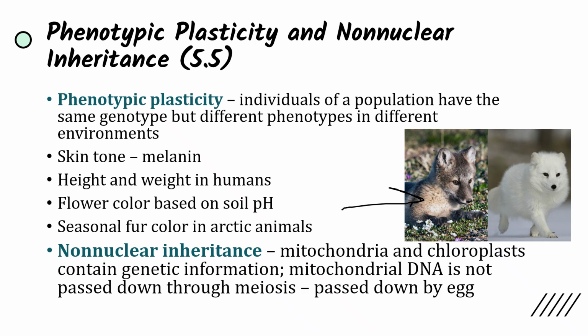Inheritance also doesn't have to come from the nucleus. DNA can exist outside of the nucleus, such as in mitochondria and chloroplasts, which contain genetic information. And so mitochondrial DNA is not passed down through meiosis. It's passed down only through the egg, because the sperm does not have viable mitochondrial DNA. So what happens is, through the mitochondrial DNA, which is sort of known as maternal DNA, you can trace a maternal line, as it is only passed down through the mother.